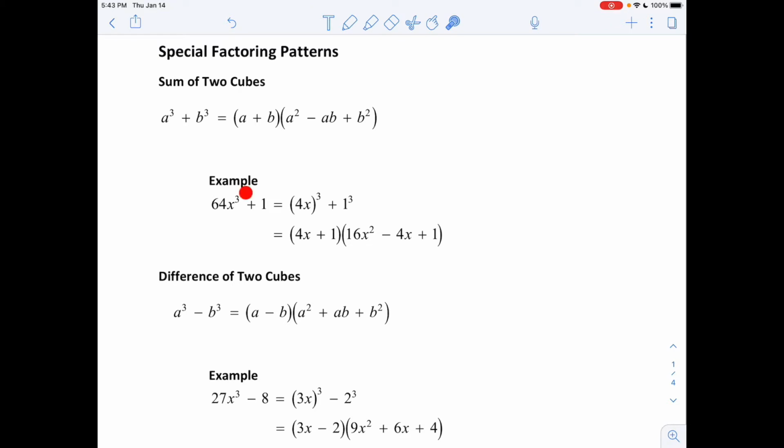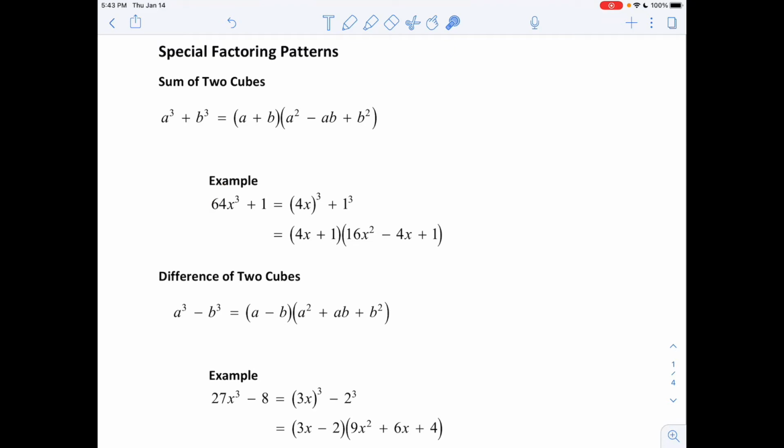So if we look at 64x to the third plus 1, 64 is the perfect cube of 4. X cubed is the perfect cube of, well, x, and then the perfect cube of 1 is 1. So we can use this equation. We're going to rewrite this showing what the perfect cubes are.